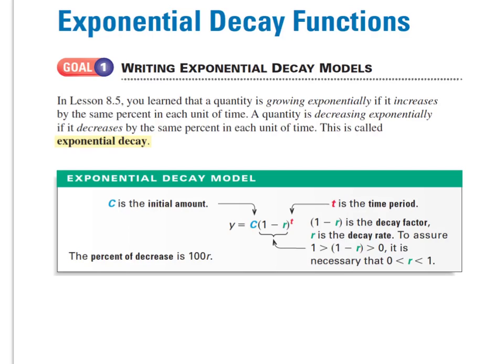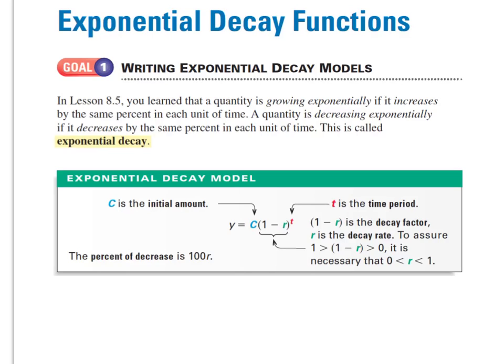So if you look at the model there, the only difference is in the parentheses. Instead of 1 plus r, we've got 1 minus r. Again, that 1 minus r is the decay factor, and the r is the decay rate. So when will it decay? Well, you're taking something away from 1, so we need to make sure that the r is between 0 and 1, so we don't get a negative there, or you'll get that fluctuating back and forth kind of thing.